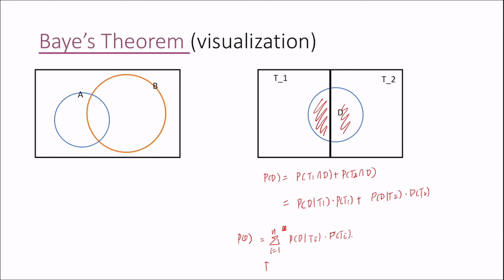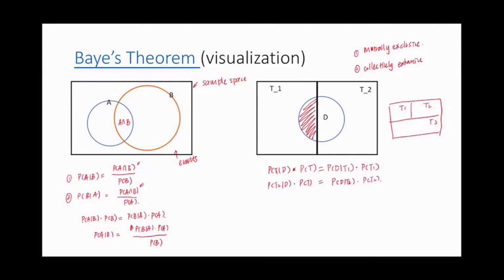Now, if we want to know the possibility for T to be true given our data, that will be equal to P(D given T) times P(T), divided by P(D). So the P(D) could be replaced by the summation thing, this whole thing here. This yields our generalized Bayes theorem. The more generalized version is given here.